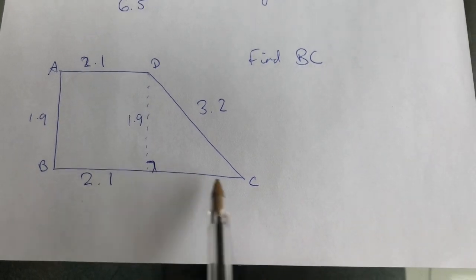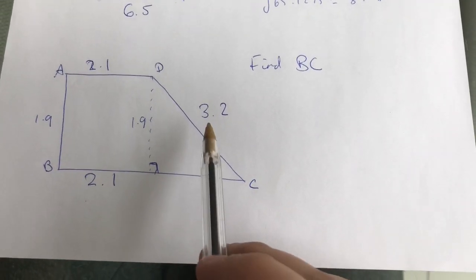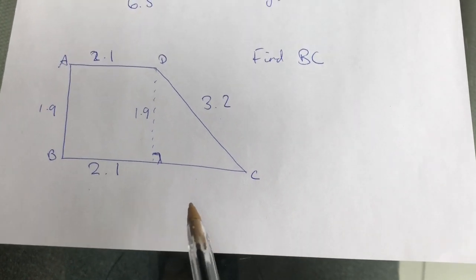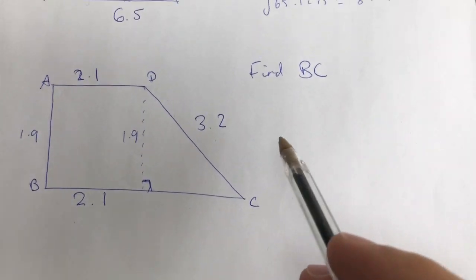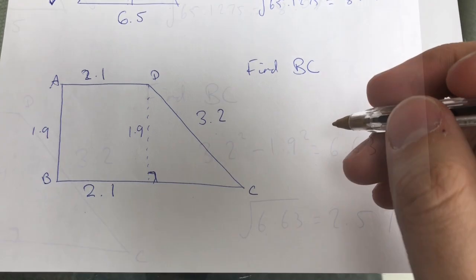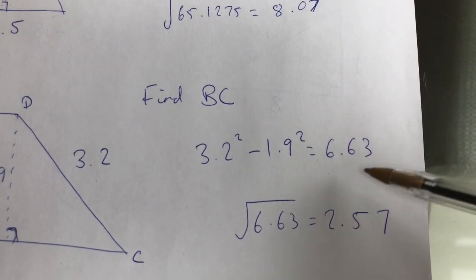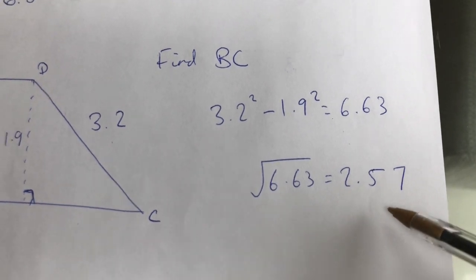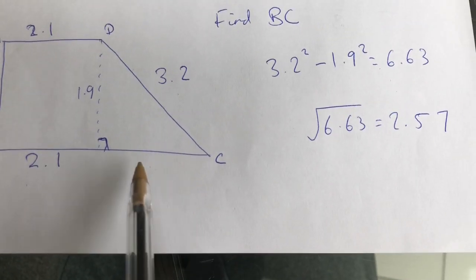And if we notice here, we've got a right angle triangle that we know two sides. Now we know the long one, we're looking for the short one, so this is going to be a minus. Remember, when we're looking for a short side, we're going to minus in Pythagoras. So that's going to be 6.63. And the square root of 6.63 is 2.57 to 2 decimal places. So this length here is 2.57.